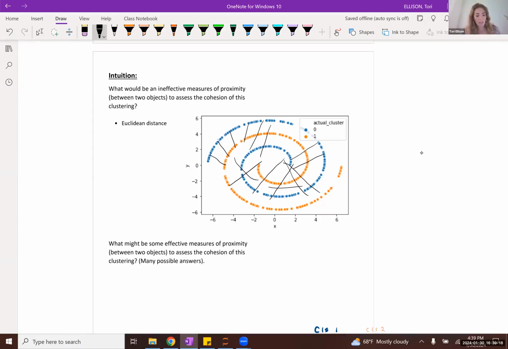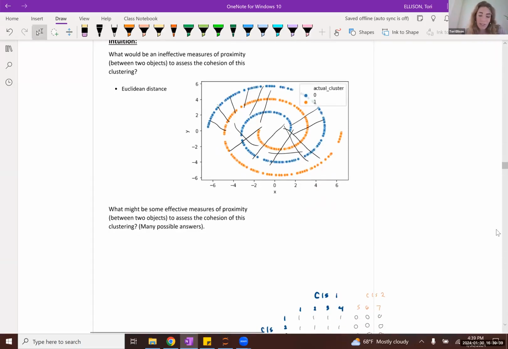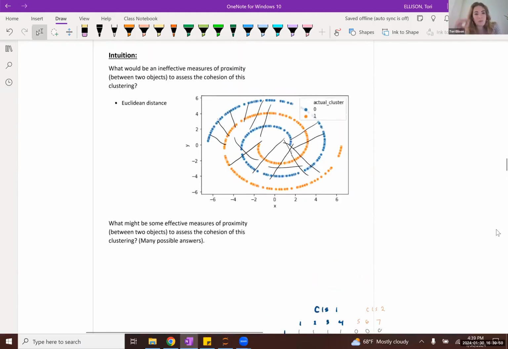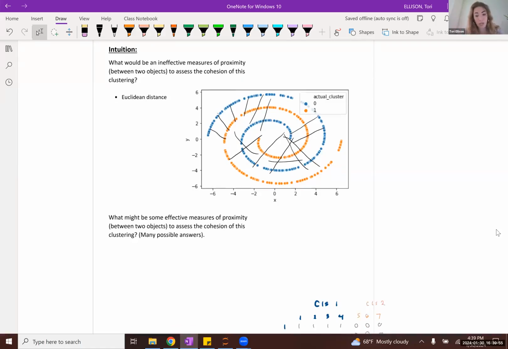So because the similarity or the proximity of all of the observations in the blue cluster is comparable to the similarity of all of the observations between clusters, at face value, what that would suggest is that this clustering of these 2 clusters is not actually a good clustering. But we can see with our eyes that the clustering that we found did in fact find the 2 clusters that we would ideally be looking for. So that tells us Euclidean distance is not going to be an effective proximity measure for evaluating that our clustering algorithm did a good job.